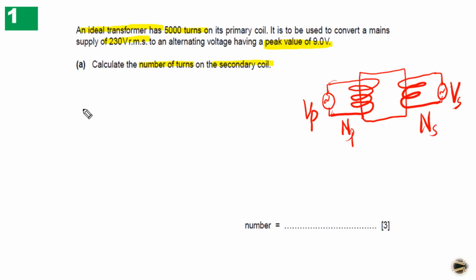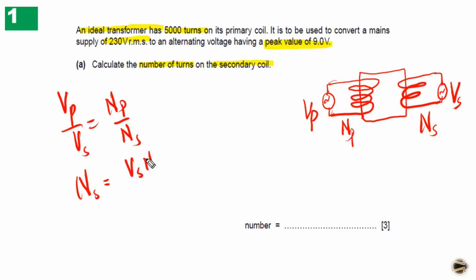Now we understand a very simple relationship: VP over VS is equal to NP over NS. So in this case we need to find NS, so simply we can say that this will be VS NP divided by VP. So we just need to plug in values, but the only problem in this question is that one value is an RMS value and one is a peak value.